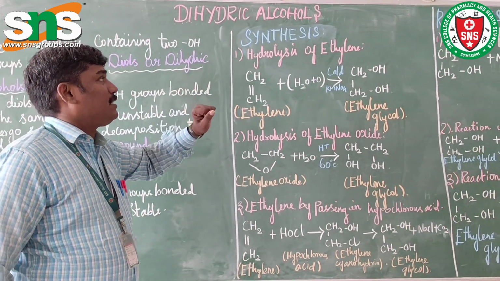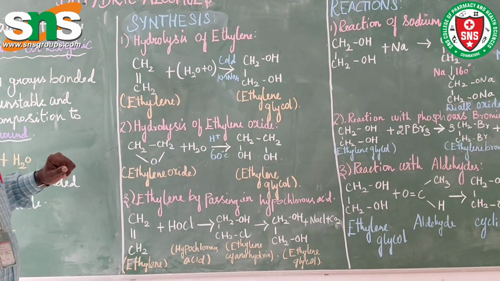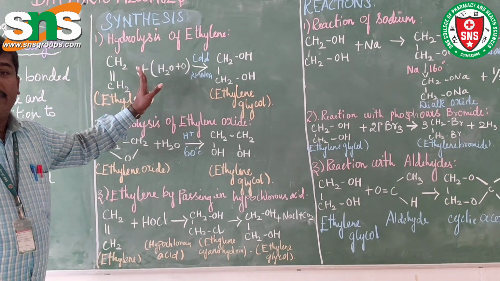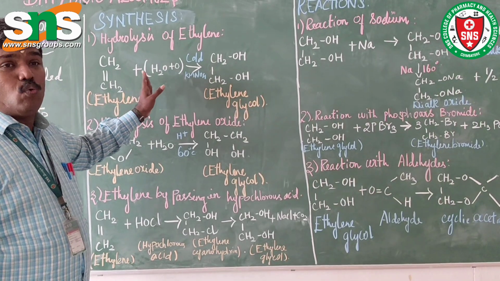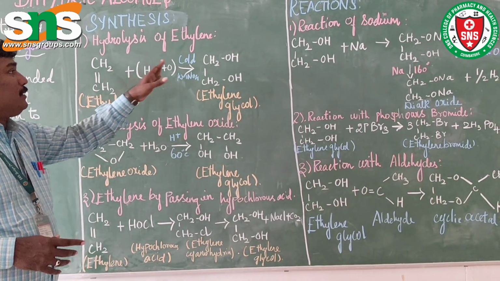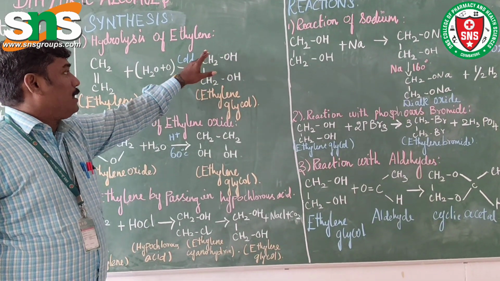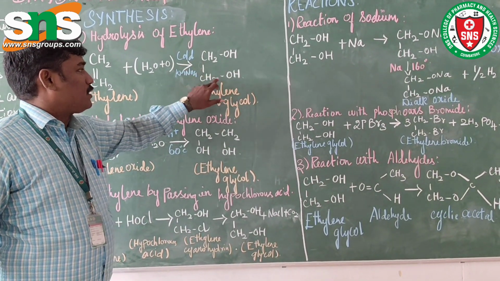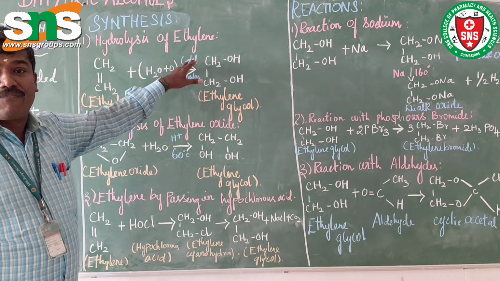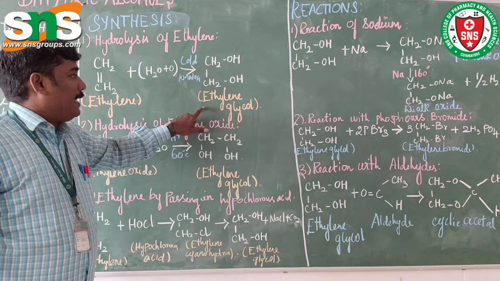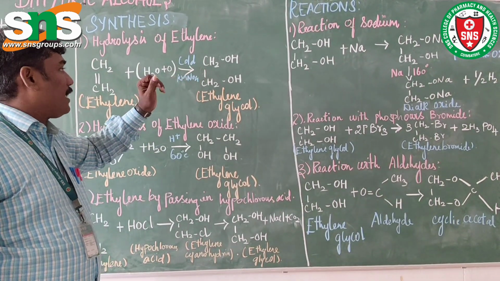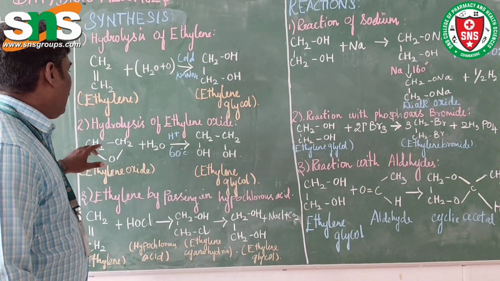We will see the synthesis of these dihydric alcohols. Here we are taking ethylene. Ethylene on treatment with water and oxygen, that is H2O plus [O], in the presence of cold potassium permanganate, gives hydroxyl groups attached to each carbon atom, CH2OH, CH2OH. So ethylene glycol will be formed. This ethylene glycol is one example of a dihydric alcohol.